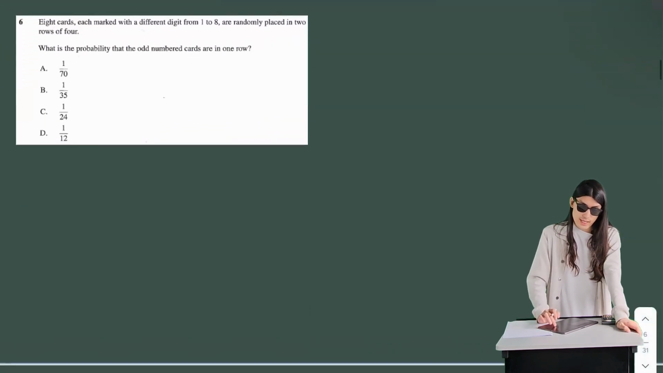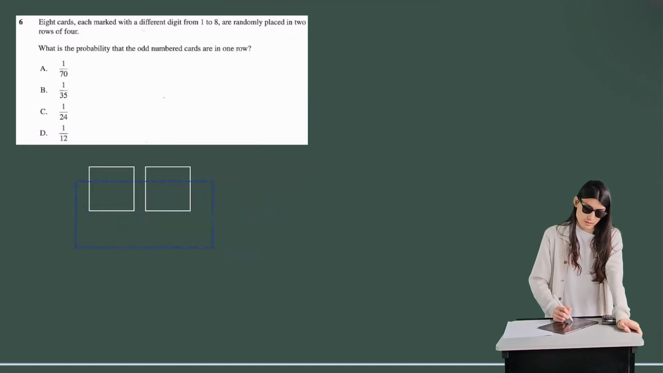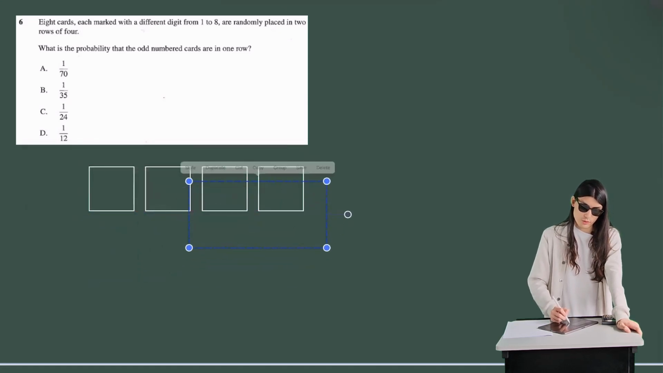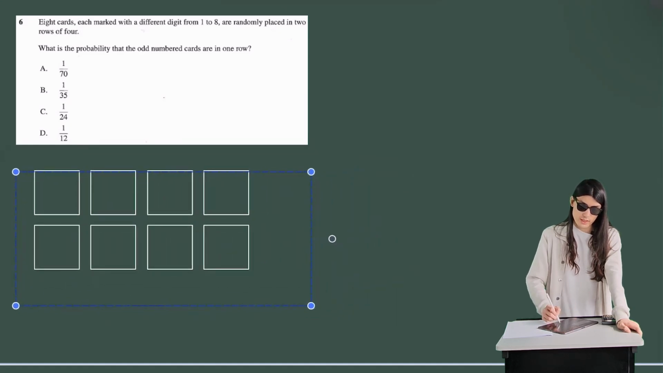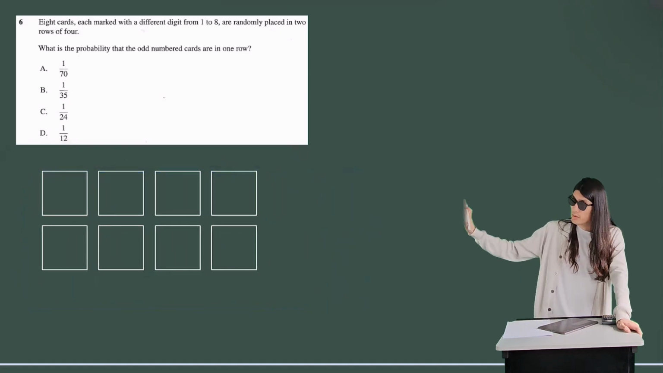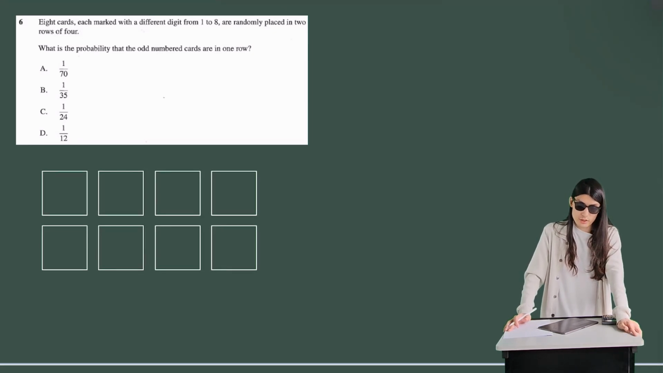Now, question number 6. 8 cards, each marked with a different digit from 1 to 8, are randomly placed in 2 rows of 4. What is the probability that odd-numbered cards are in 1 row? So essentially what I am doing right now is drawing those 8 cards, which, as you can see, are placed in 2 rows of 4, a top row and a bottom row. And the probability that when cards numbered 1 to 8 are randomly placed in these positions, all the odd-numbered cards are in 1 row.